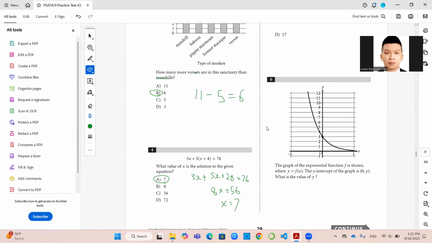The graph of the exponential function f is shown, where y is equal to f of x. The y-intercept of the graph is (0, y). What's the value of y? So (0, 3). So 3 is the correct answer.